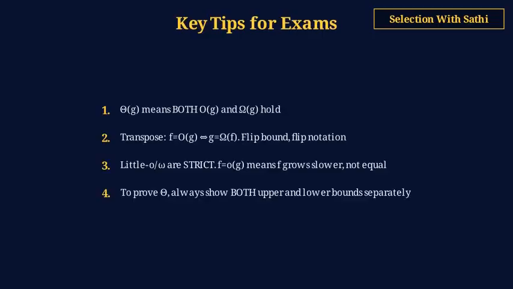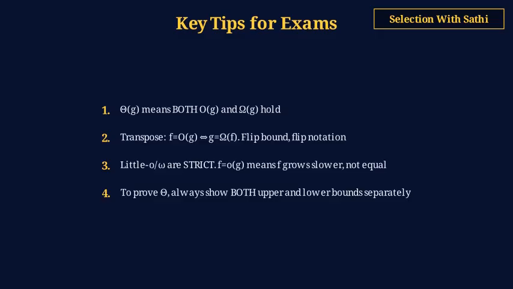Tip 1. Theta is the most informative notation. Whenever you can determine both upper and lower bounds, use theta instead of just big O. Tip 2. Remember the analogy. O is like less than or equal to, omega is like greater than or equal to, and theta is like equals. This analogy solves most MCQs instantly.